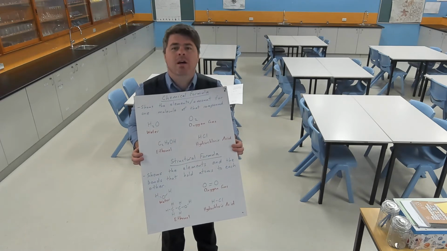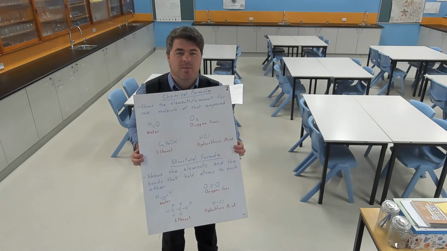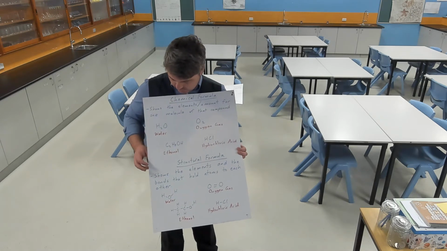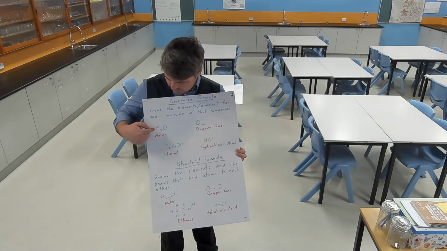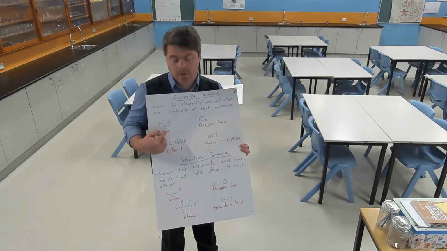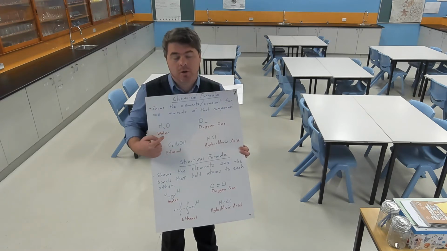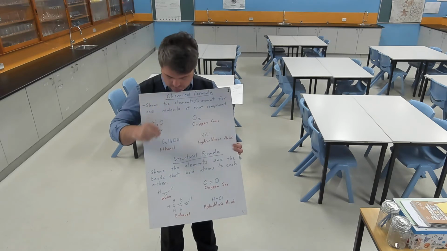Now, these four are pretty common compounds that you will use a lot, particularly if you start doing chemistry in years 11 and 12. So we have water, or dihydrogen monoxide. Di meaning two, hydrogen, mon meaning one, oxygen, so two hydrogens and one oxygen. I have oxygen gas, which is bonded together as O2.